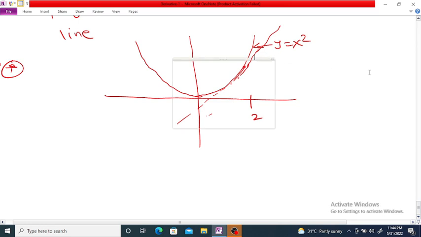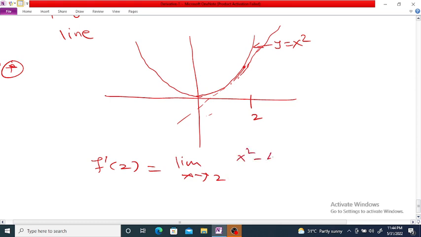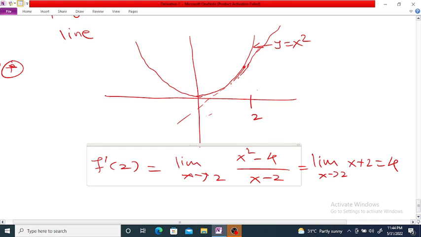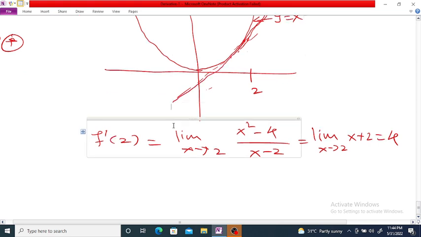To determine slope, we want to determine the derivative at x is equal to 2, we want to determine f dash 2. So what is f dash 2? It is equal to, as we have just determined, limit x tends to 2, x square minus 4 divided by x minus 2, which is equal to limit x tends to 2, x plus 2, which is equal to 4. So the slope of the tangent line is equal to 4. And how to determine this tangent line equation?